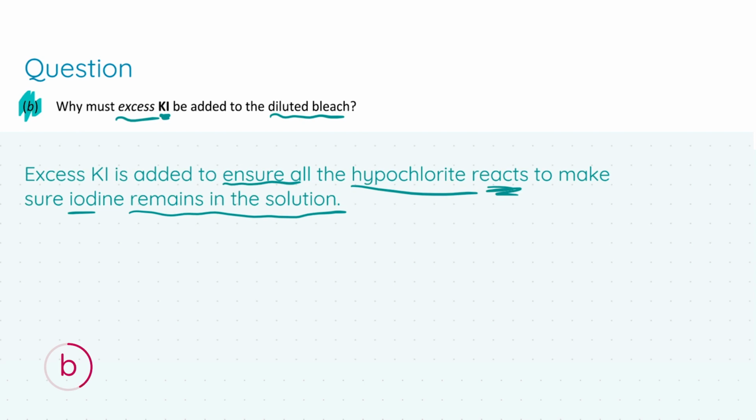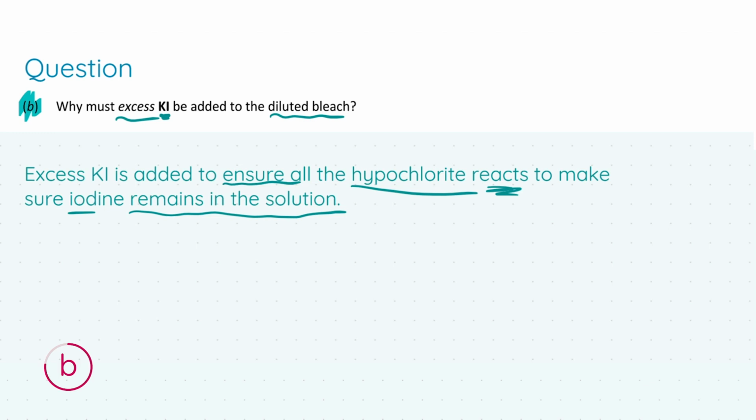And what we know about iodine already is that it is a darkish color, kind of dark red. And in order for us to perfectly do this titration, if the entire sample suddenly goes dark red, you won't be able to see the color change. So in this case, the reason that we add extra is to make sure that this hypochlorite reacts and keeps this in solution, meaning that the color change isn't ruined by the whole thing suddenly becoming a dark red.